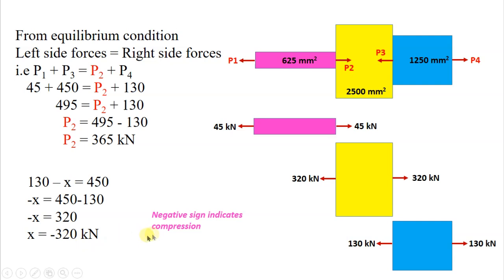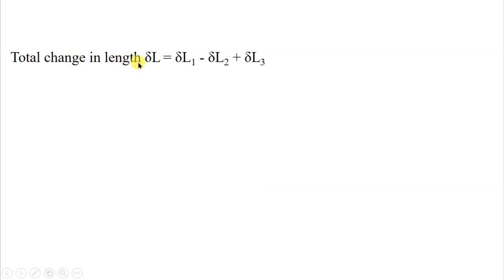Why are we getting X as minus 320 kilonewton? The negative sign indicates a contraction or a compression. So that particular delta L we have to take as minus in the equation. I will tell you a little later. Now the total change in length delta L is equal to, the normal formula is delta L1 plus delta L2 plus delta L3. Here we are getting the second section as a minus sign, so that indicates contraction, and here we have to take minus delta L2.